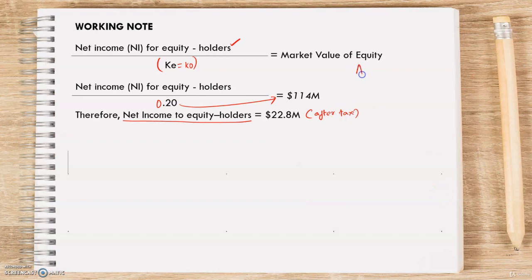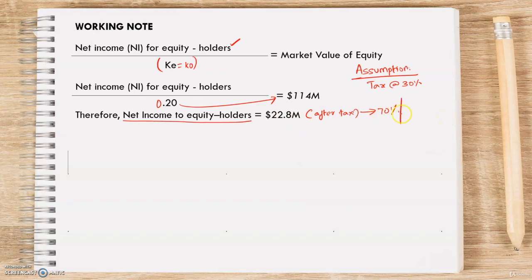So we'll make an assumption here, because the question does not talk about taxes. Assumption is tax is at the rate of 30%. So what does that mean? This 22.8 million is after tax of 30%. So this is equivalent to 70%.